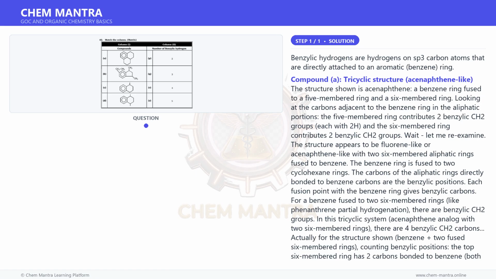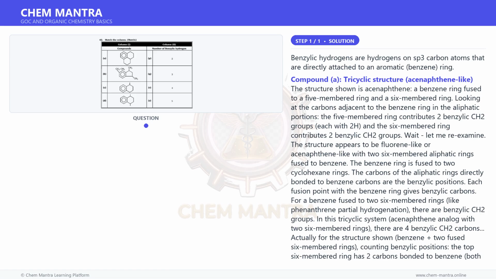Compound D, 1,4-dimethyltetraline, 1,4-dimethyl-1,2,3,4-tetrahydronaphthalene. C1 bears a methyl group, so 1 benzylic H, and C4 bears a methyl group, so 1 benzylic H. Total is equal to 1 plus 1 equals 2. This matches P equal to 2.